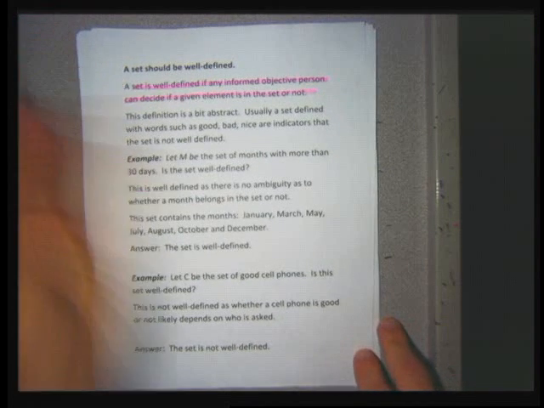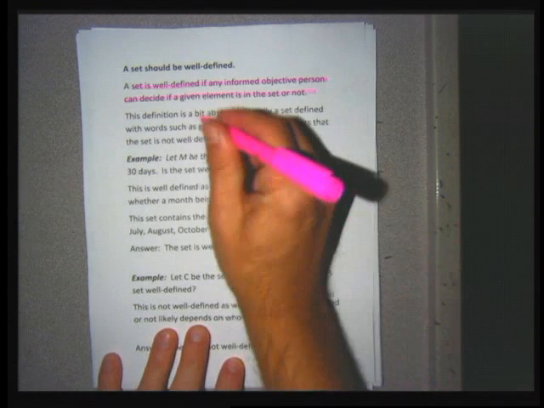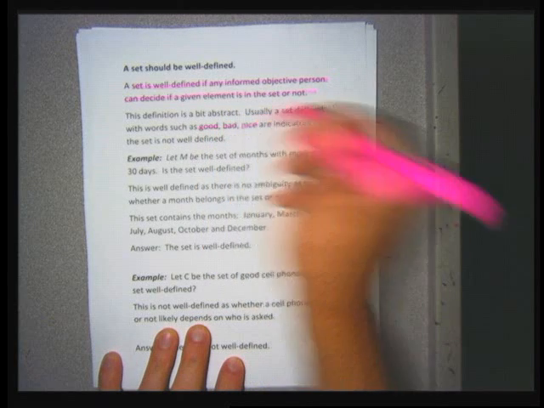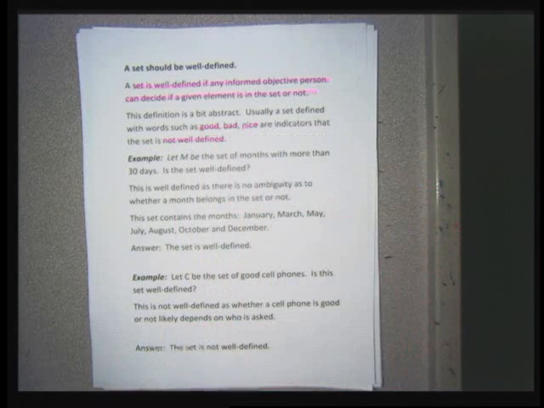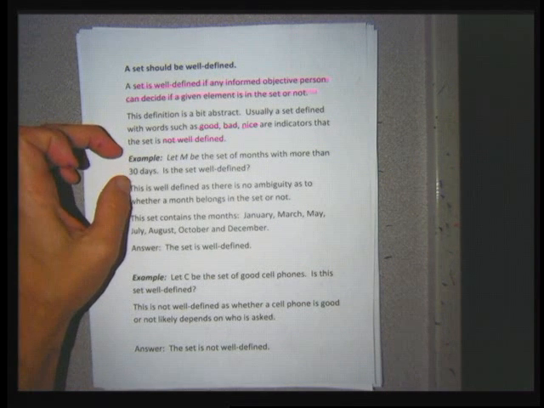So a set is well-defined if any informed objective person can decide if a given element is in the set or not. Again, that's not a great definition, but if inside the definition of a set you see the word good, bad, or nice, that set's probably not well-defined. So I'll have 2 or 3 examples before we get to some homework problems. The first example says, is this set well-defined?